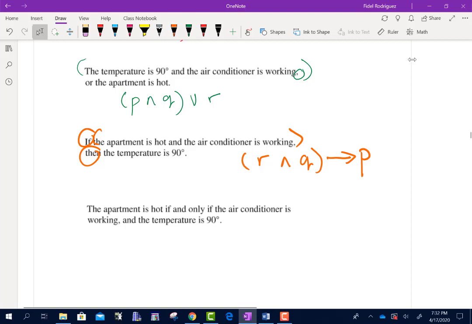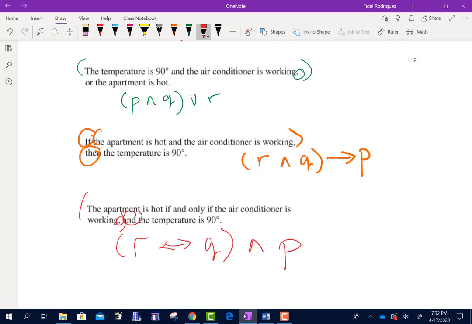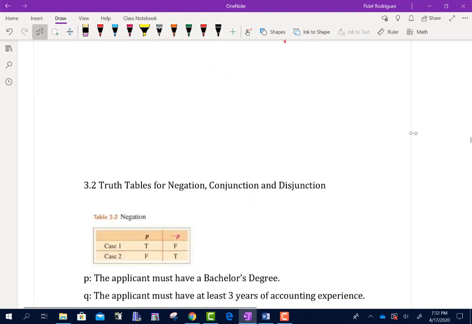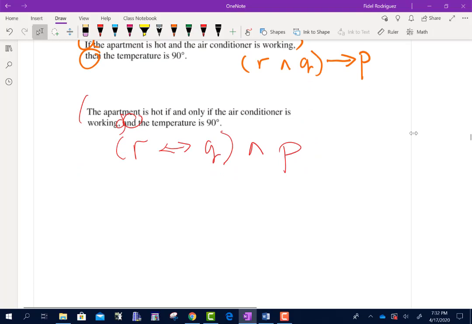Okay, and let's see. The apartment is hot if and only if the air conditioner is working, comma, and the temperature is 90 degrees. Okay, so here's my comma. So this is going to go in parentheses. The apartment is hot. I want to say that was our R. Okay, if and only if, that's my double arrow. The air conditioner is working. That is my Q. Close it off. And there's my up arrow. The temperature is 90 degrees. That should be our P. Okay. All right, so that right there, guys, was 3.1.